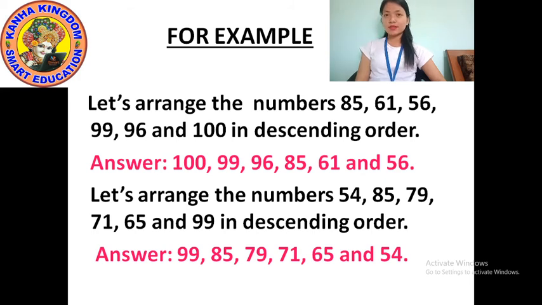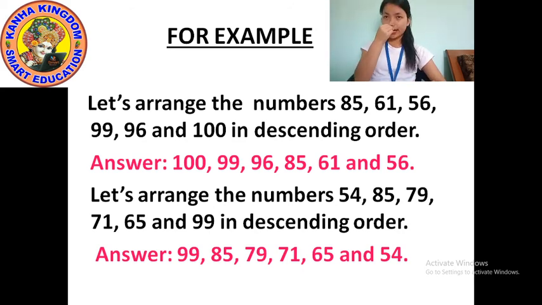96, because 96 is bigger than the remaining ones, because its tens place has the digit 9. So 96 is bigger than the remaining ones. 100 is the first biggest number from 85, 61, 56, 99, 96 and 100, and the second biggest one is 99, and the third biggest one is 96.